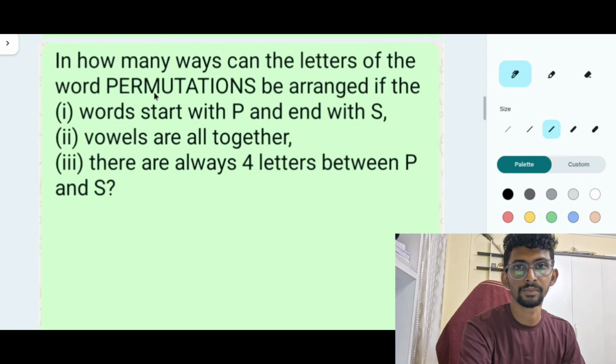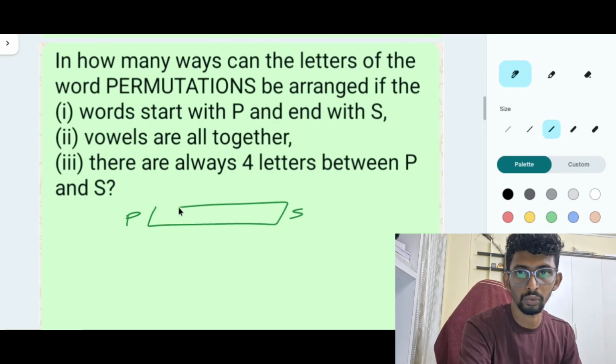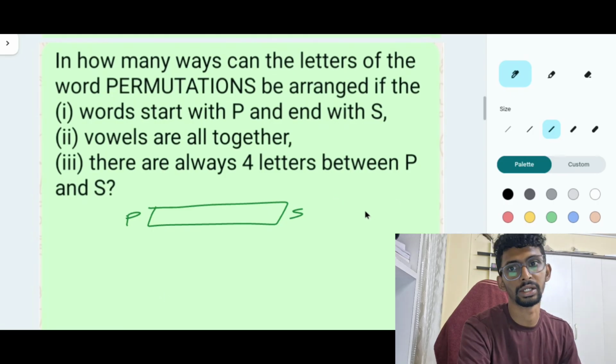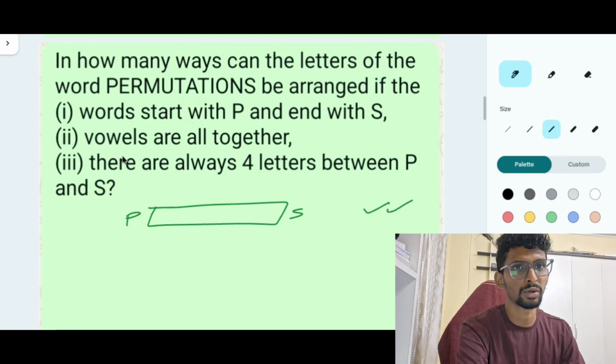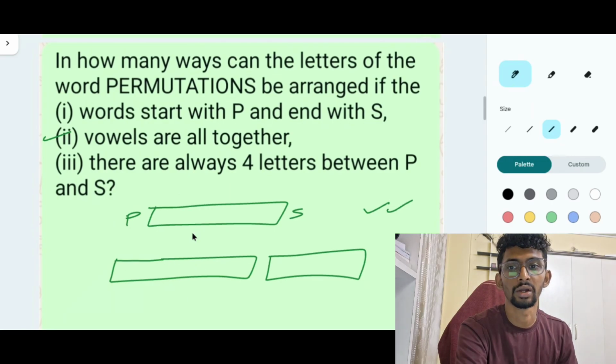In how many ways can the letters of the word permutation be arranged if the word starts with P and ends with S? Same concept, P and S are fixed. You have to arrange the rest of the letters between them. You can answer this one in the comment box. Next, vowels are all together. Again, same question. You can take the vowels as 1 unit, and you can count the rest of the letters, and then you can find the number of arrangements.